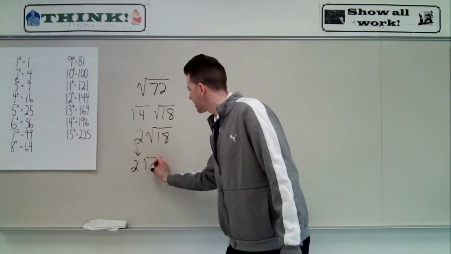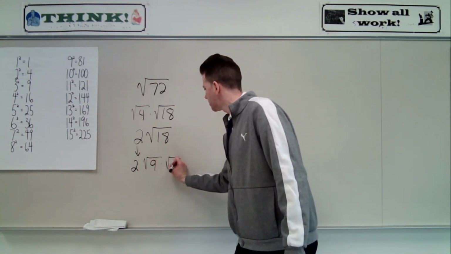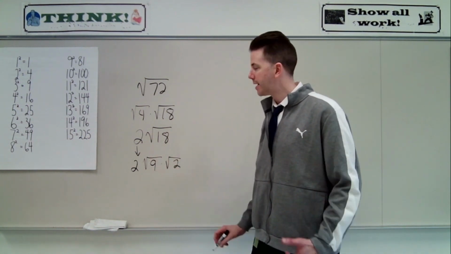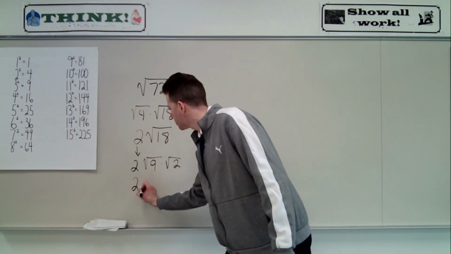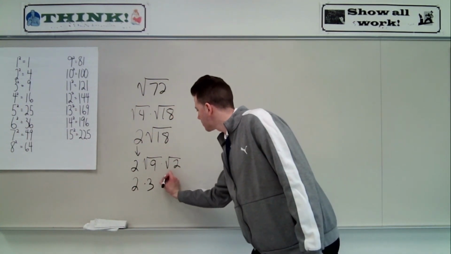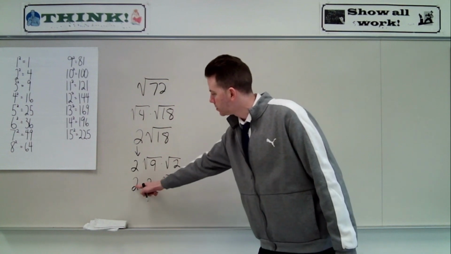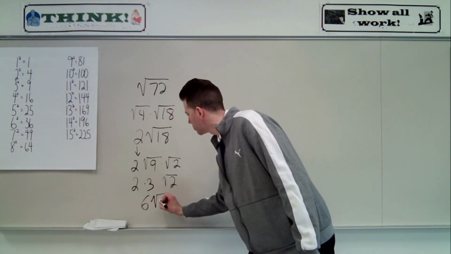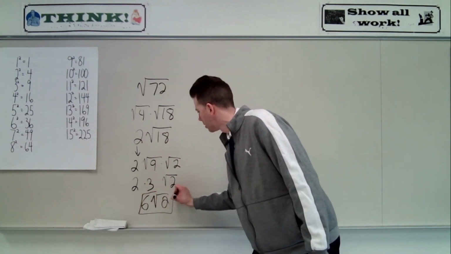And then I'm going to repeat this process over for the 18. I'm going to break this down into 9 times 2. The square root of 9 times the square root of 2. I know the square root of 9 is 3. So now I have 2 times 3 in the front. And the square root of 2 will remain. 2 times 3 is 6. So I end up with 6 square roots of 2.